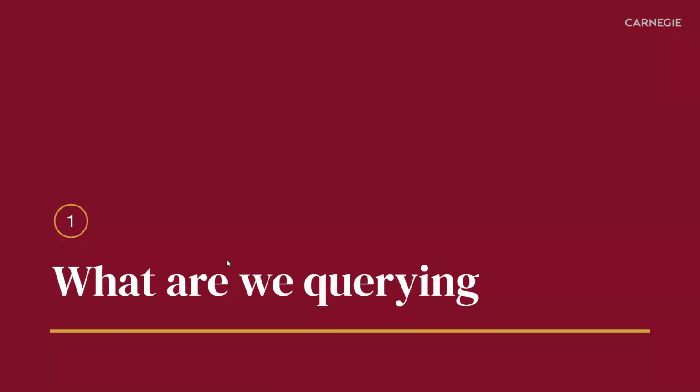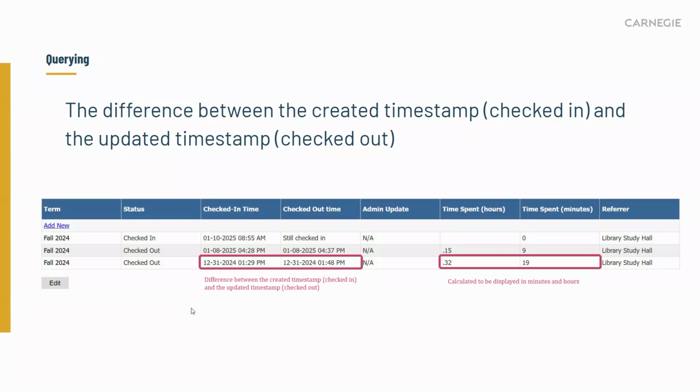Starting off, what are we querying? What we're querying is the difference between time. And so the difference between the created timestamp, which is that created or that checked in date, and the updated timestamp, which is checked out. That's why we really dug into matching criteria in part 2 on the forms. That checked out form has to match upon the existing entity row in order for us to have these 2 data points, checked in timestamp and checked out timestamp, in order to calculate that passing of time.